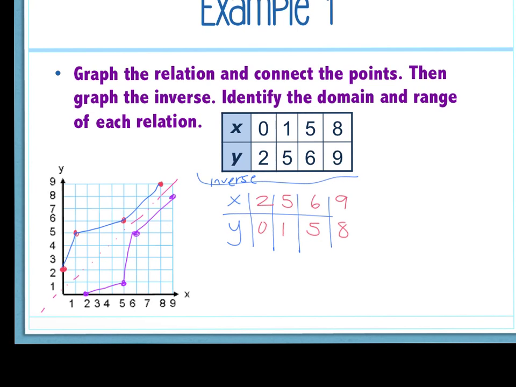Domain is x or y? X. And x runs left or right or up or down? Left or right. So for my initial function, my domain are the values in between this x and this x, which are what? What's the first x that's on that original graph? 0. And what's the biggest x? 8. So x falls in between those 2 points, all the x values.